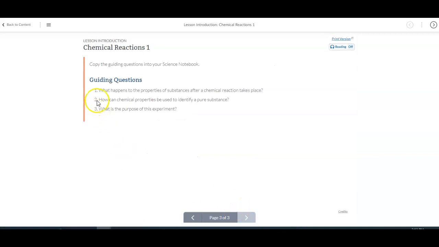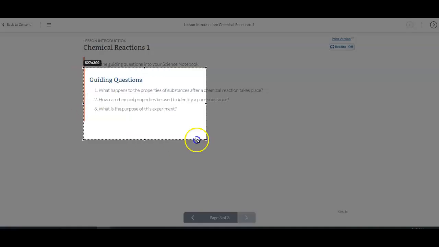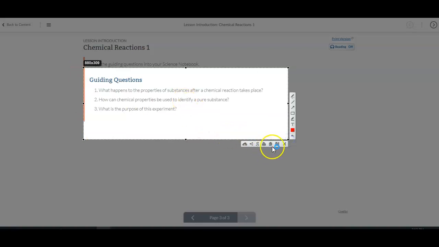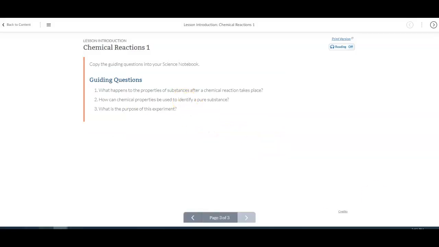So remember, we have 3 guiding questions that we need to answer as we go through. So let me just copy that and I'll put it over to the side for as we work through the lesson. And so the first thing we're looking at is what happens to the properties of substances after a chemical reaction takes place. So that's the first thing we're looking for.